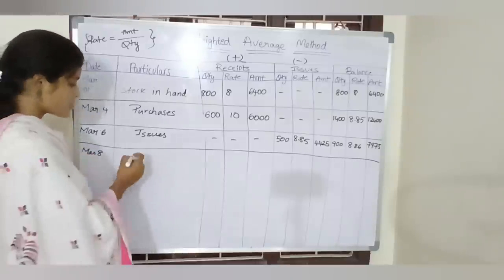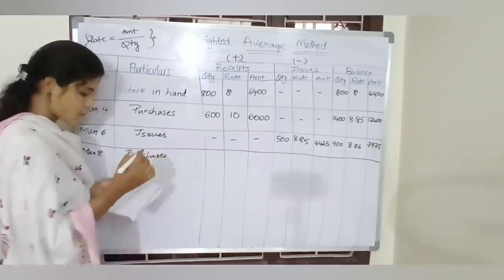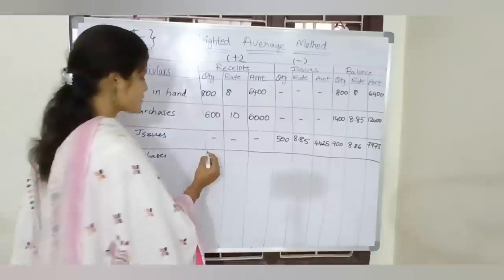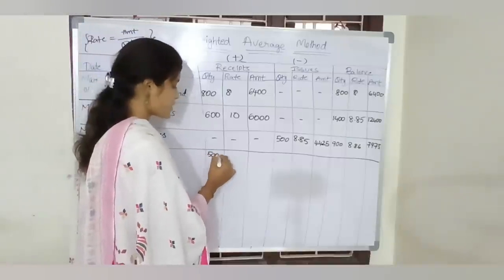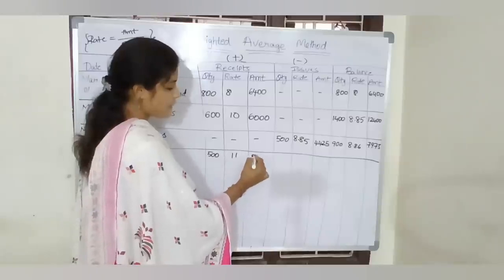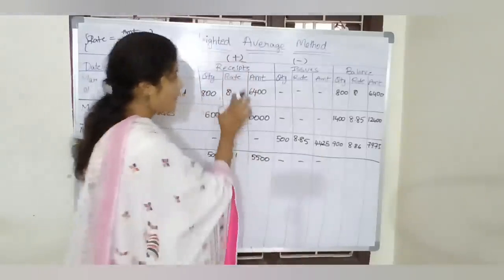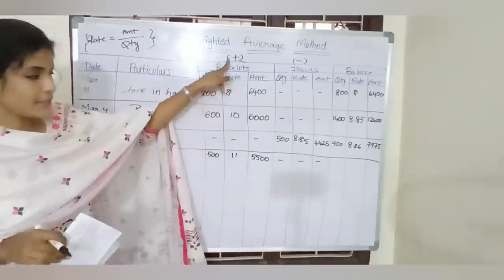Okay, so March 8th is purchases, it seems. How many units purchased? 500 units. Rate of each is 11. 500 into 11, 5500.